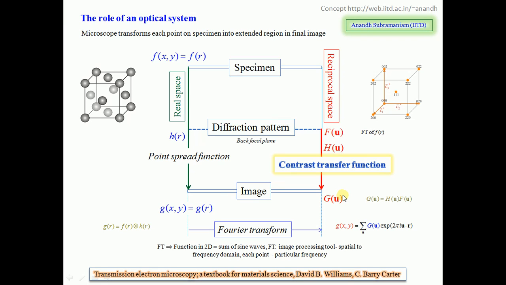And image processing tools need the spatial to frequency domain, and each point has got a particular frequency. Therefore, the frequency is defined by u in the reciprocal lattice. So g of r is equal to G times e to the power of 2 pi i u r. So the Fourier transform of g is the image, is it not? It is represented by this capital G. G is equal to H times F.